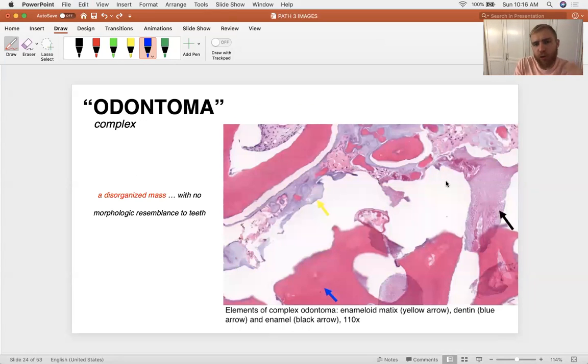But a complex odontoma, no, that does not look like a tooth. That looks like a war zone, right? So it's a disorganized mass. You're going to see enamel here, enamel there, dentin here, dentin there. That's the gist of it.